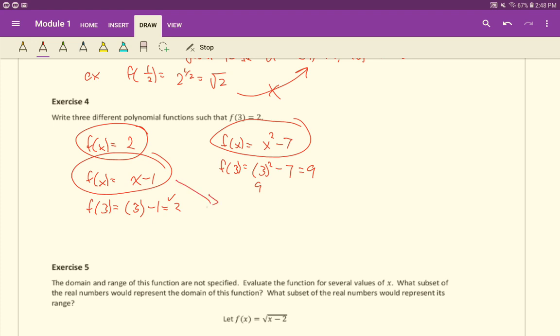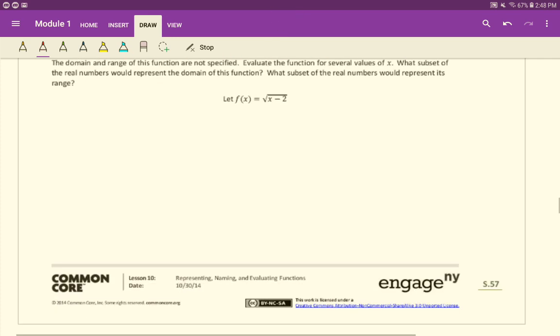For example, I could have done another one here with just x. Maybe instead of just x, I put a 2x here. So in that case, f of 3 would be 2 times 3, or 6. What do I need to do to 6 to make that become a 2? Well, we just subtract 4. And so there's another function. There's an infinite number of these functions we could come up with that would make this true. All right, next, last exercise here.